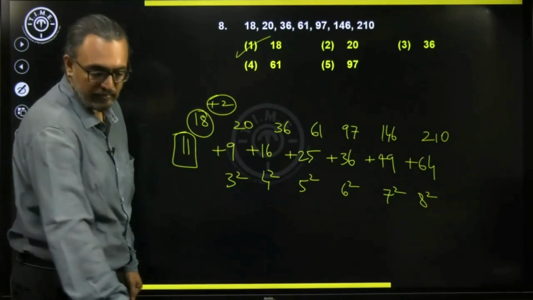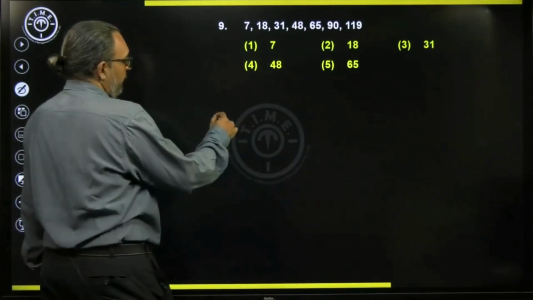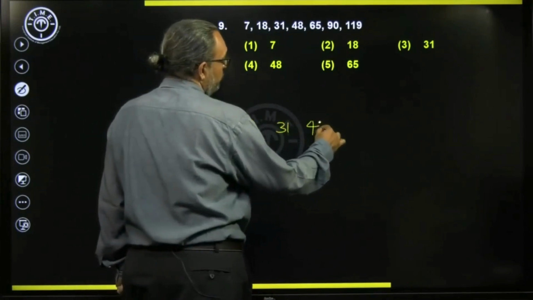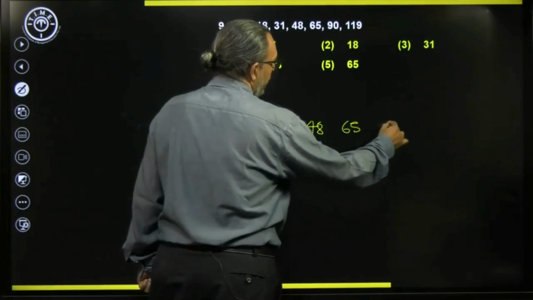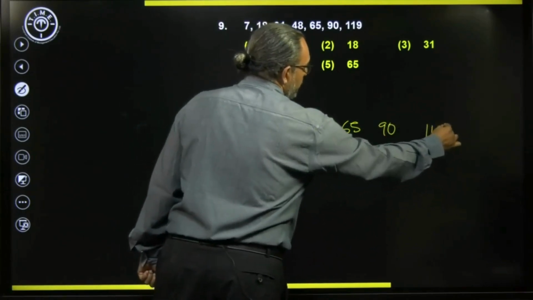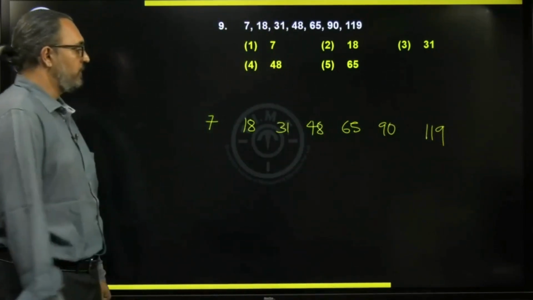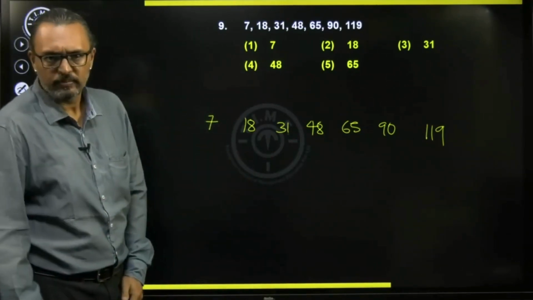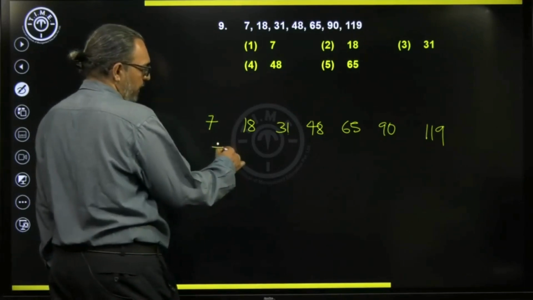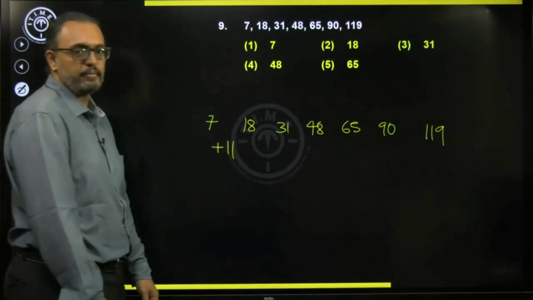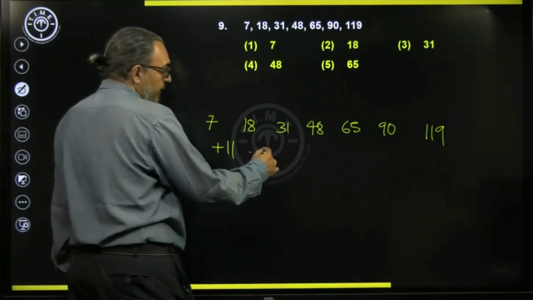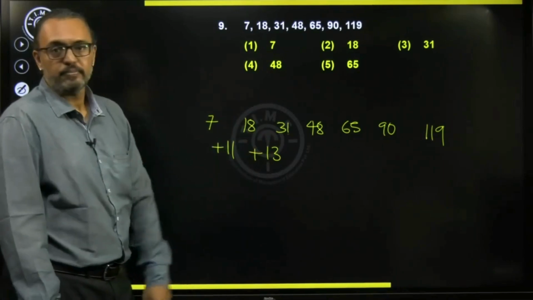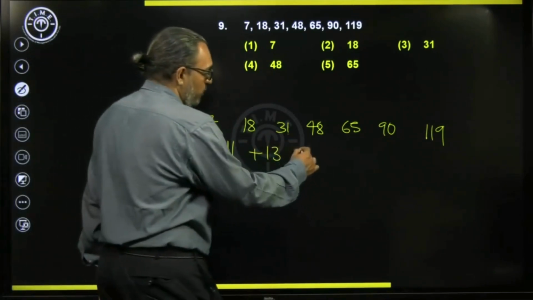Okay. Then 7, 18, 31, 48, 65, 90, 119. Okay. Now here again gradually increasing. So let us take addition. So by taking addition, here I am getting plus 11. Okay. Then here how much am I getting? Plus 13. 18 plus 13. Correct.